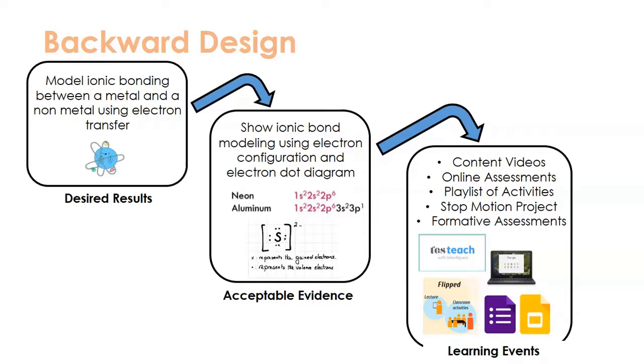Once I came up with some acceptable evidence, I started compiling different lessons and learning events that I wanted to use to go back and assess my goal. So I came up with some content videos that I created. I came up with some online assessments using Google Forms. I came up with a playlist of activities that supplements the learning. And then I came up with this project which talks about both pieces of acceptable evidence. And then within those lessons, there's going to be a whole bunch of formative assessments that we can use in order to assess their learning.